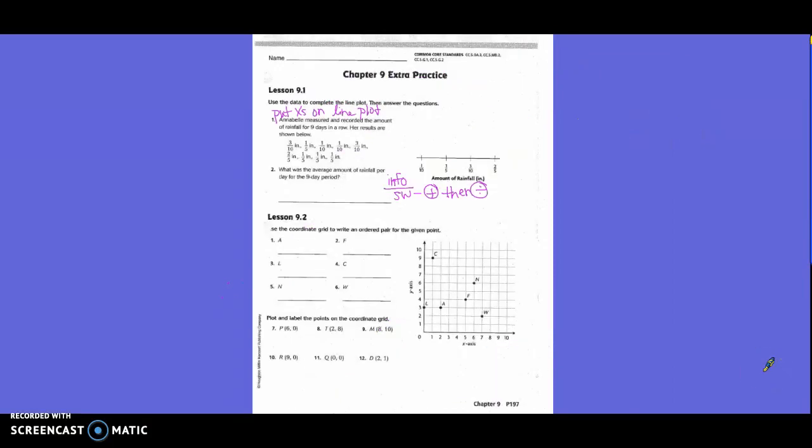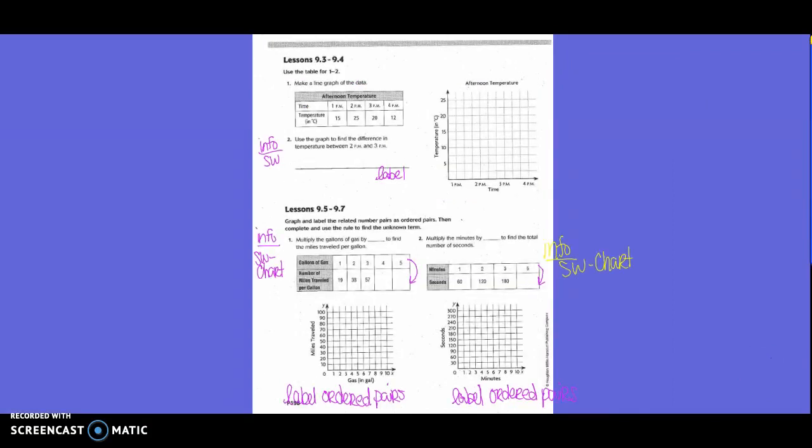These are some of the things that you will need to do on your homework assignment. This is also some of the things that you need to have on your homework assignment as you're working through it.